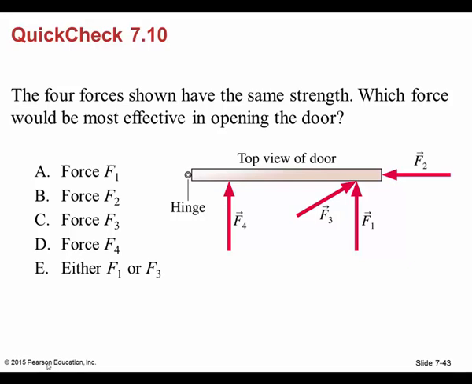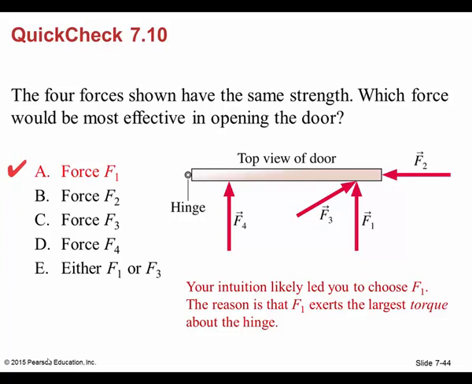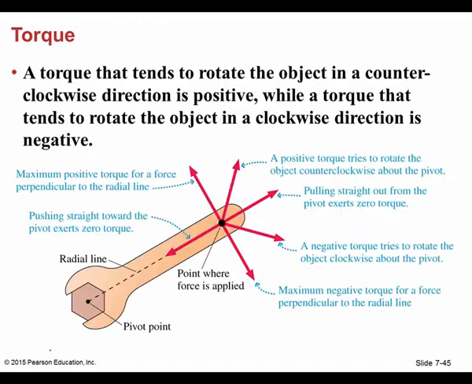All right, now, and we've already been over this. Which one's going to be the most effective? Well, I hope and pray you say F1. And of course you do. Why? Because it's at a 90-degree angle, and we're using as much of the radius of the door as we possibly can, okay?